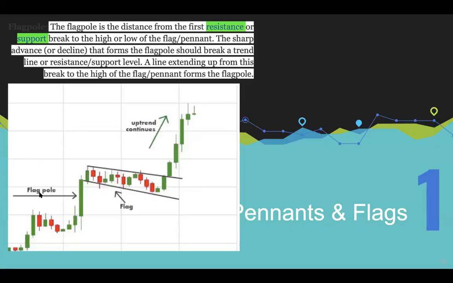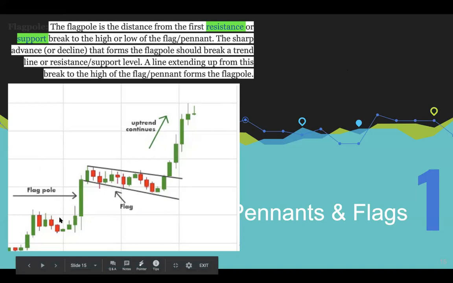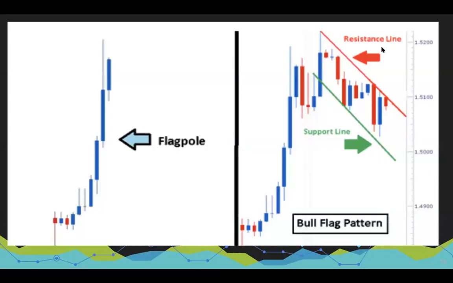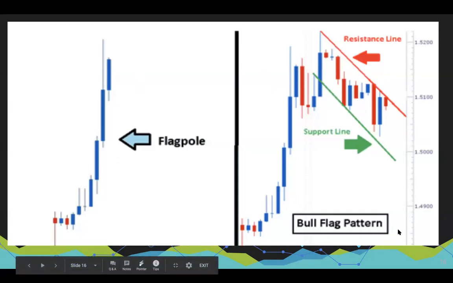Flagpoles. The flagpole is the distance from the first resistance or support break to the high or low of the flag or pennant. The sharp advance or decline that forms the flagpole should break a trend line or resistance support level. A line extending up from this break to the high of the flag pennant forms the flagpole. That's how it's going to look for the bull flag.